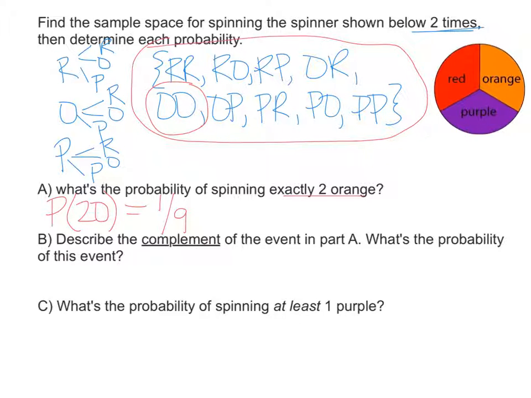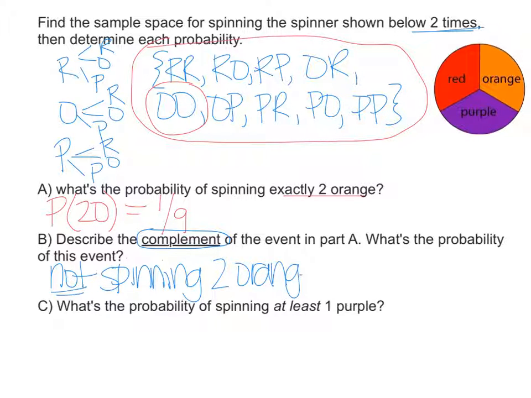Part B says, describe the complement of the event in part A. So complement really means the opposite. So what's the opposite thing of spinning 2 orange? Well, not spinning 2 orange. So it could mean spinning 1 or fewer oranges. You could say this a lot of different ways. The easiest way, I think, to talk about a complement is just say, not spinning 2 orange. So that means literally any outcome in that sample space that is not OO would be included here, which means it's going to be all of the other 8 possibilities.